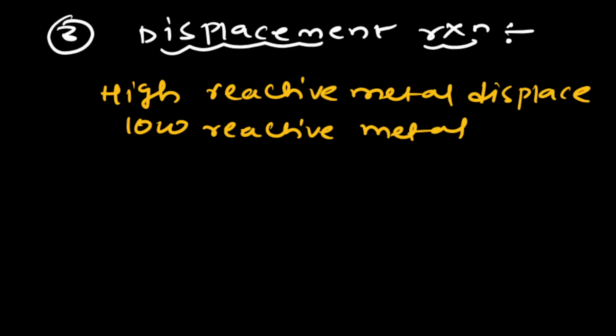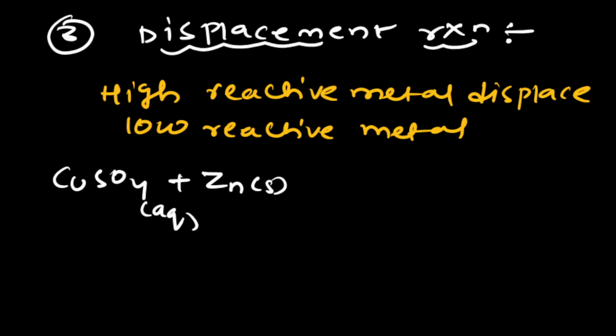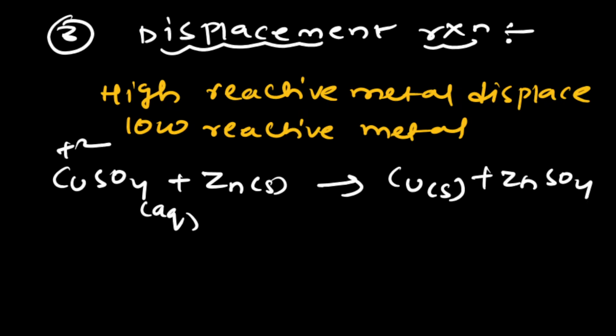Now, example, CuSO4 in the presence of solid Zn. Clear? Then what will happen? Cu has been replaced and ZnSO4 has been formed. Here, from the +2 oxidation state of copper, it has reached 0, and from the 0 oxidation state of zinc, it has reached +2. Now this is a displacement reaction.